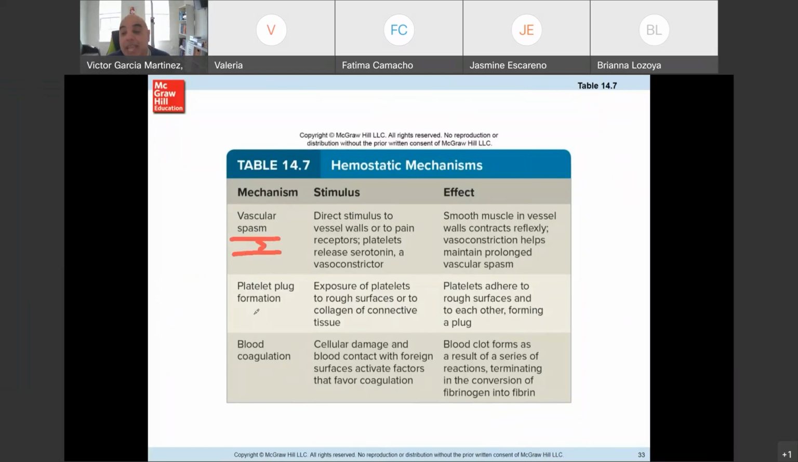Then you have a lot of platelets. They're coming from everywhere, and you're receiving more and more platelets in that place. That is going to be a plug formation. You're going to have a group of platelets all together in order to stop the hole. And finally, you have the fibrinogen becoming fibrin, which is the net containing the damage. Again, vascular spasm, platelet plug, and blood coagulation are the three steps for coagulation.